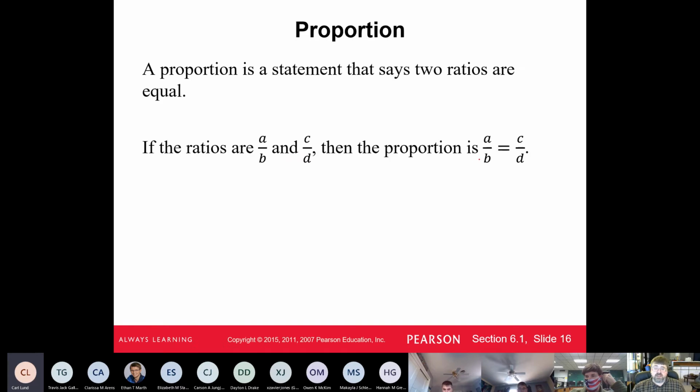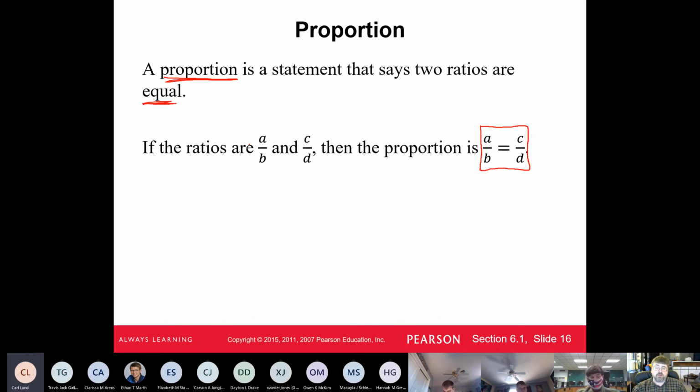Okay, so that's my quick review of ratios. Now, the point of that is for the next thing in this chapter, which is proportions. A proportion is a statement that says two ratios are equal. If we have a ratio A over B and a ratio C over D, then our proportion is this: A over B equals C over D. And again, for it to be a proportion, we're saying that the two ratios equal each other.